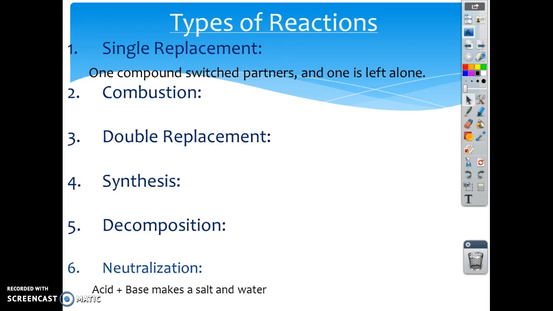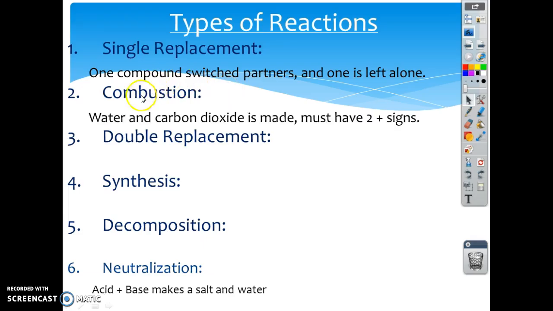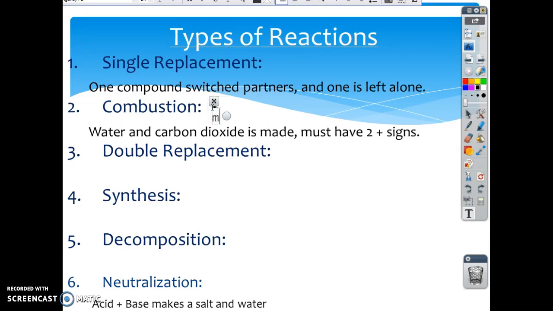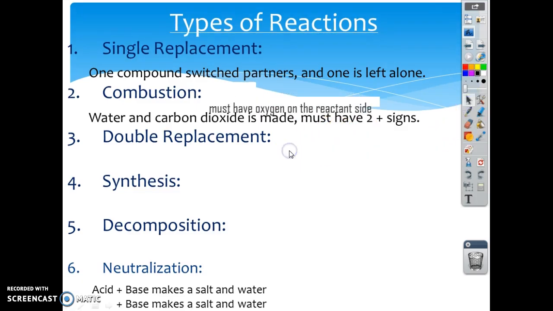So if we're going to have fire, what do we have to have? We have to have oxygen. So water and carbon dioxide come out on the product side. And on the reactant side, okay, we have to have oxygen. So must have oxygen on the reactant side. Double replacement is when both compounds switch partners, so nobody's single.